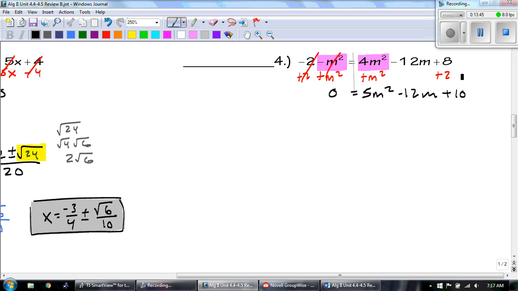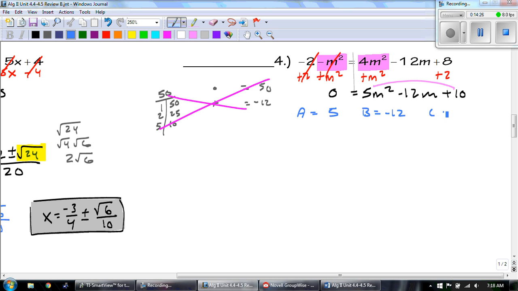Remember, we always want to check GCF and whether I can factor. Are there numbers that multiply to get 50, because 5 times 10 is 50, and add to get negative 12? 50 is 1 and 50, 2 and 25, 5 and 10, and there's nothing. There's no GCF, so that means we're doing the quadratic formula.